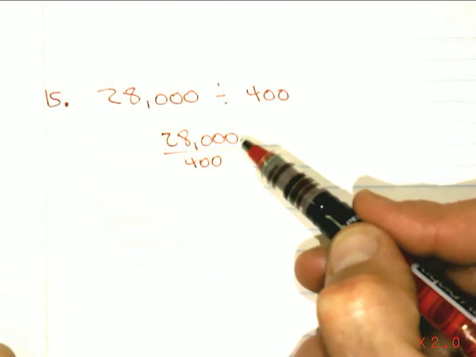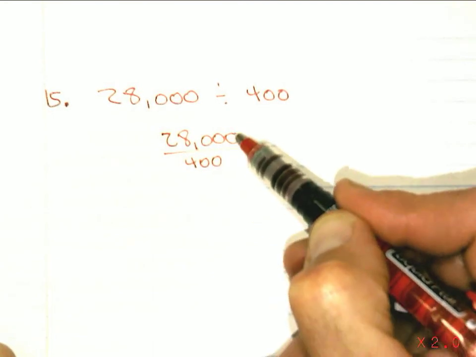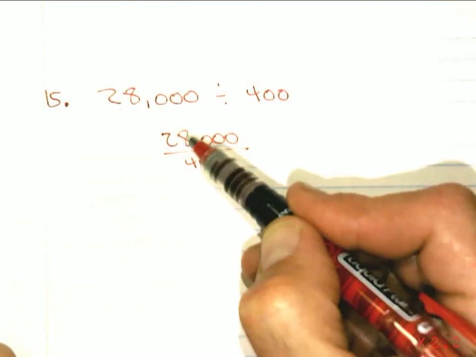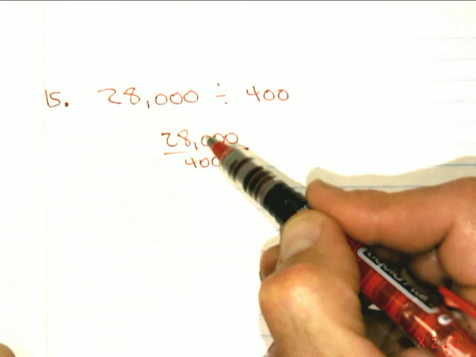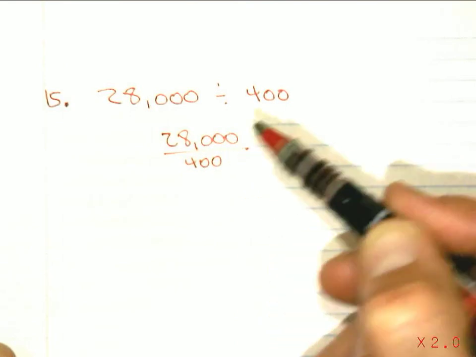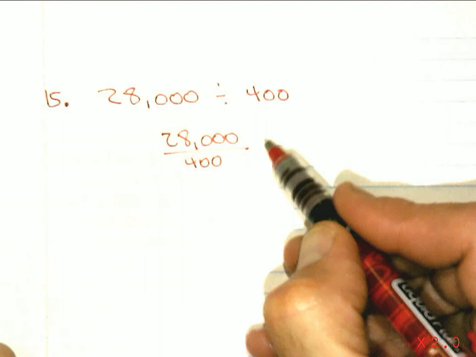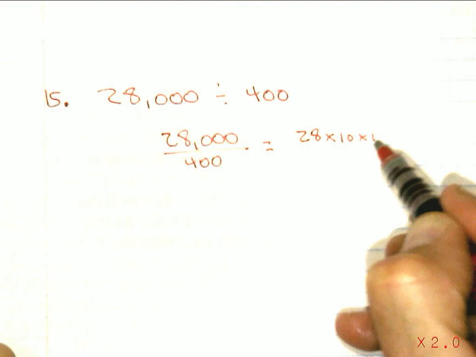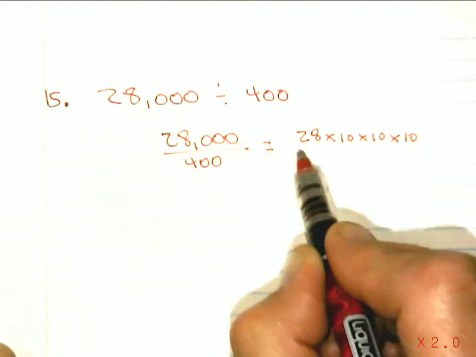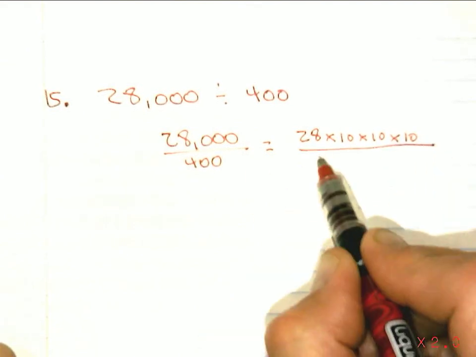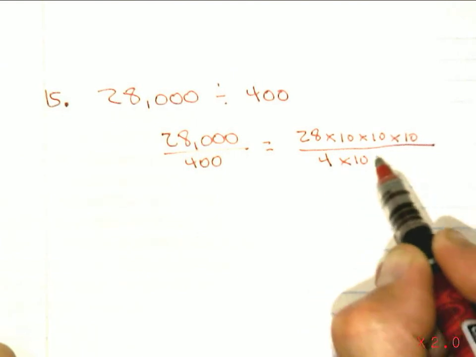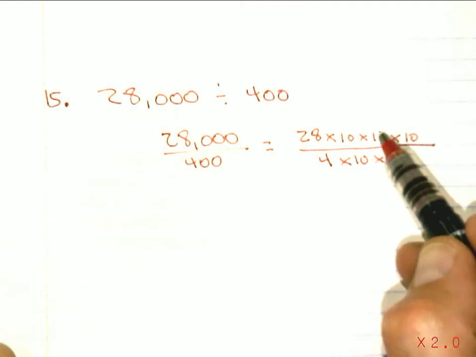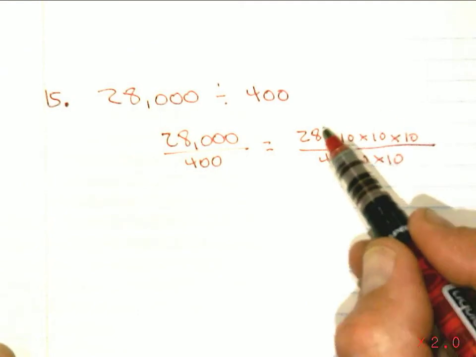And what I want you to understand is each of these zeros represents a power of 10, or times 10. And so this problem is really 28 times 10 times 10 times 10. And this is 4 times 10 times 10. In fact, I'm going to rewrite this out like this. 28 times 10 times 10 times 10. And this one in the bottom is 4 times 10 times 10. In other words, 10 times 10 is 100, times 4 is 400. 10 times 10 is 100, times 10 is 1,000, and you have 28,000.